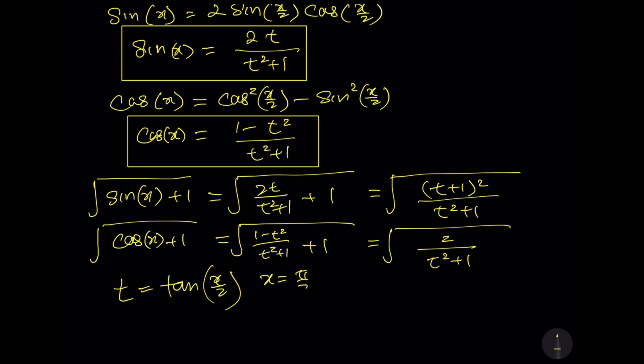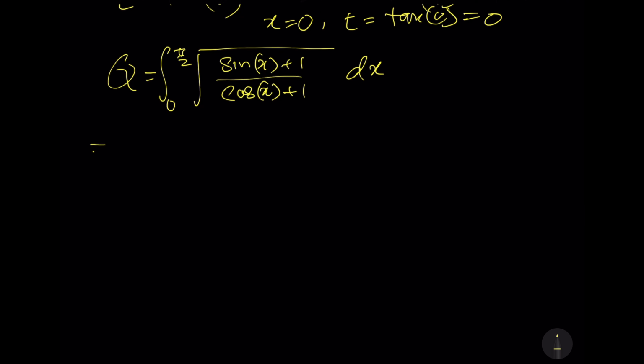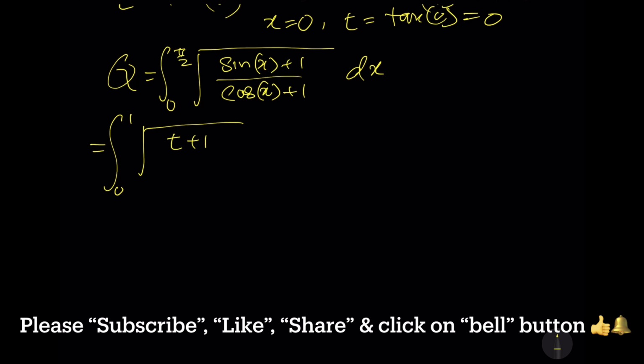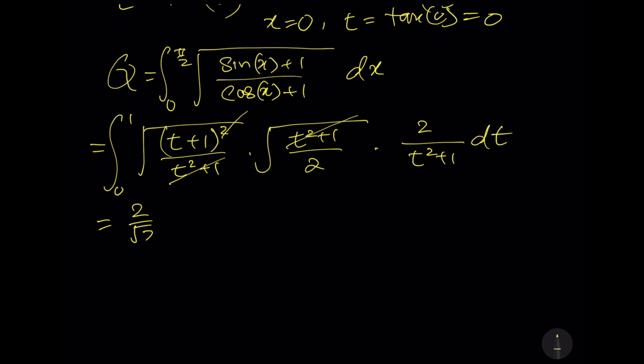From the definition of t, we can find the integration bounds. When x equals pi divided by 2, t equals 1. When x equals 0, t equals 0 as well. From here, we obtain the new integral from 0 to 1 of the square root of t plus 1 to the power 2 divided by t squared plus 1, multiplied by the square root of t squared plus 1 divided by 2, multiplied by 2 divided by t squared plus 1, dt. It can be simplified with the constant 2 divided by the square root of 2 and the integrand becomes t plus 1 divided by t squared plus 1.